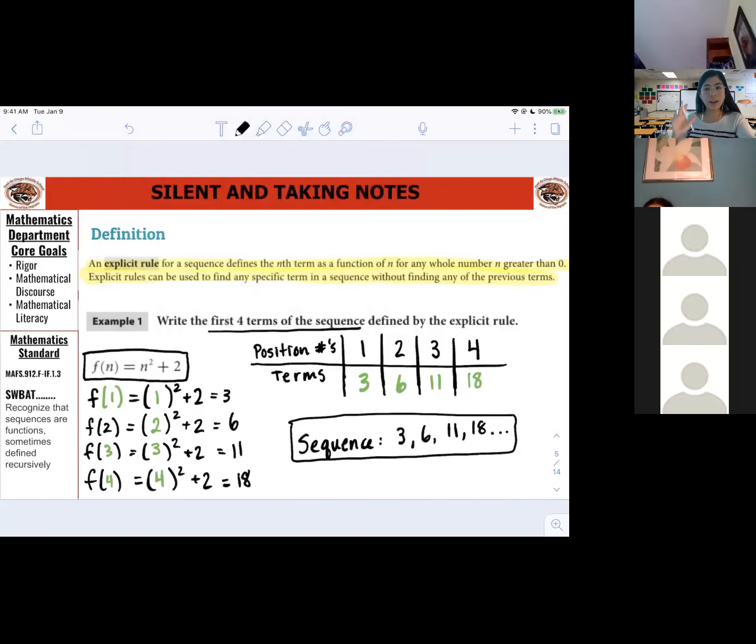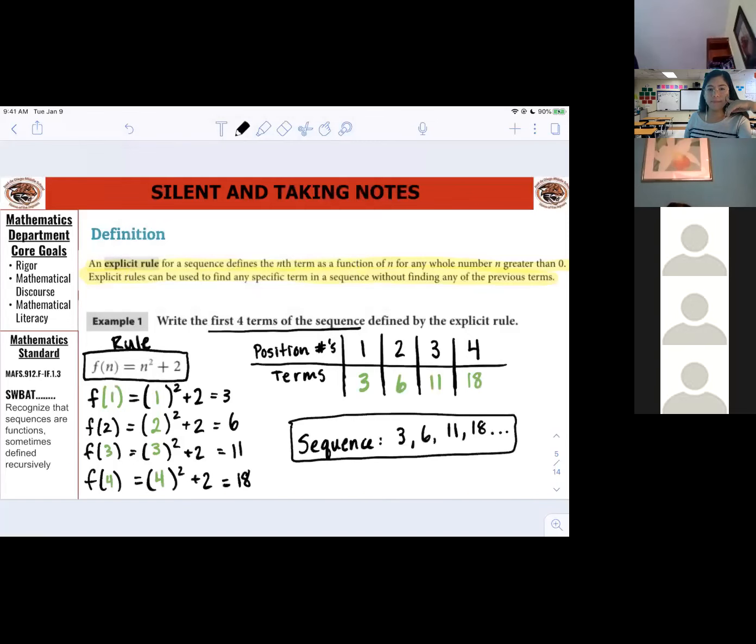So now, any other questions? I tried to clear up the math. Do I have any other questions on the actual math that I did? Miss, why did you add 2 to everyone? Because the rule tells me to do so. I'm following my rule. What does the rule say? The rule says plug in a value for n, raise it to the power of 2, and then add 2. That's my rule.